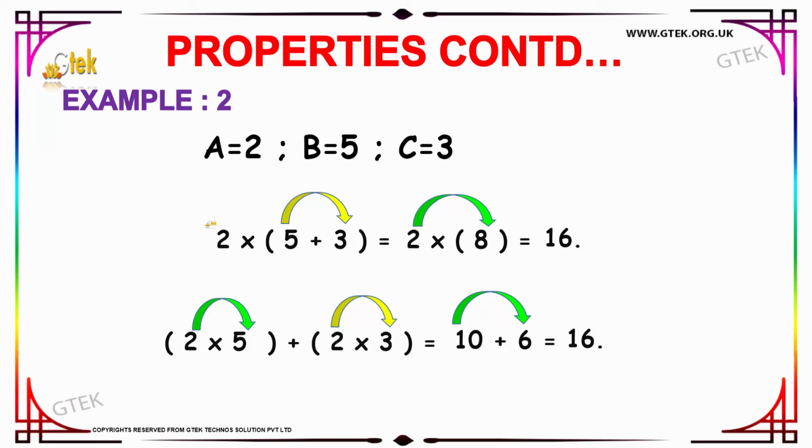That is, the product of two whole numbers, where the second number is the sum of two whole numbers, will be equal to the sum of the product of the number with each of the numbers being summed. That is, the product of the number with the sum of two numbers will be same as that of the sum of the product of two numbers.